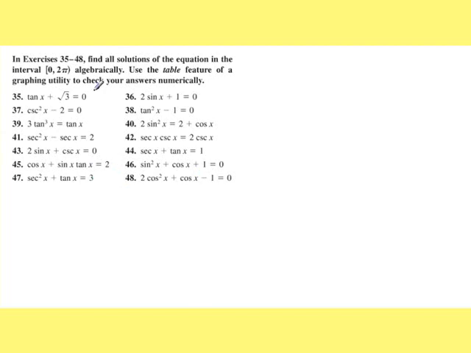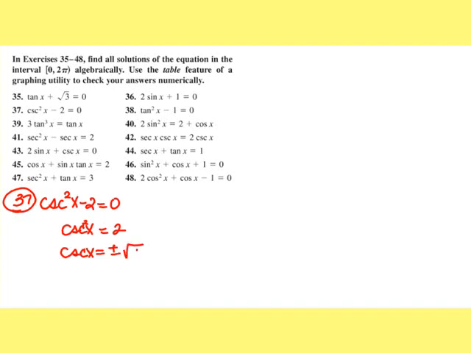So for instance, number 37 says cosecant squared x minus 2 is equal to 0. Well, we're going to solve for cosecant squared x equals 2. So cosecant of x is equal to plus or minus the square root of 2. Well, again, we don't really think in terms of cosecant, but if we take the reciprocal, that would be sine x is equal to plus or minus 1 over the square root of 2, which is equivalent to plus or minus the square root of 2 over 2.